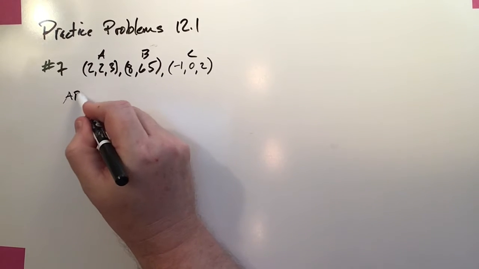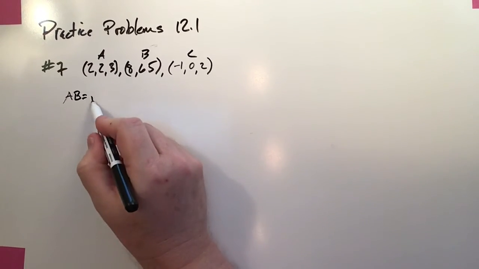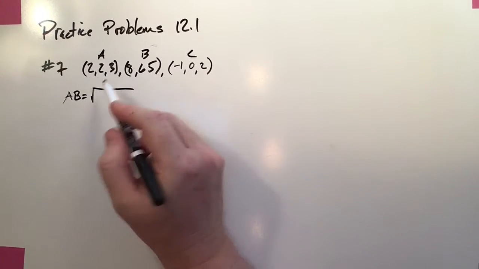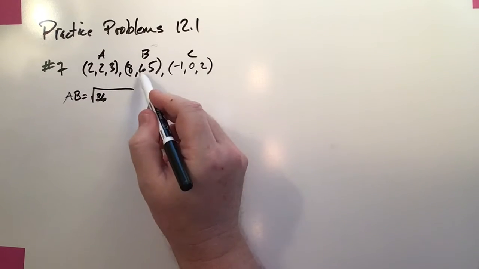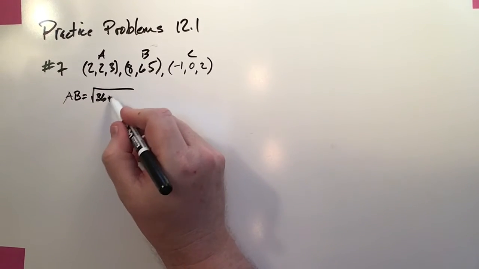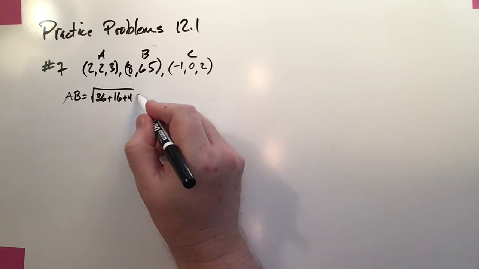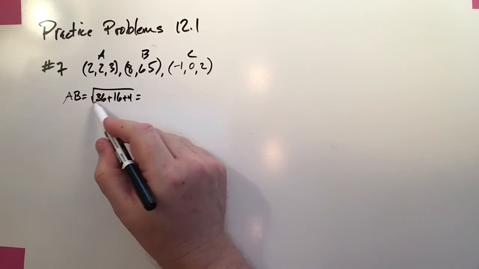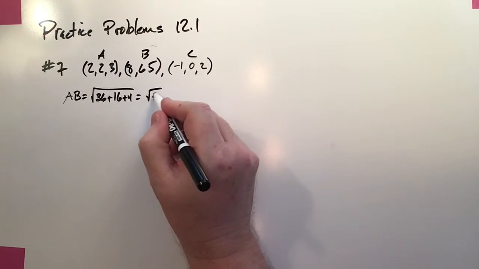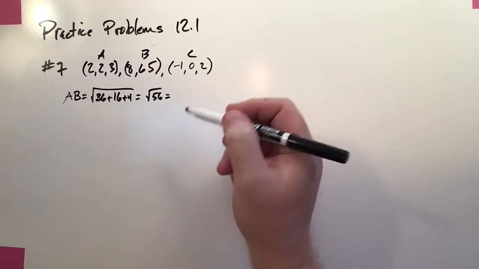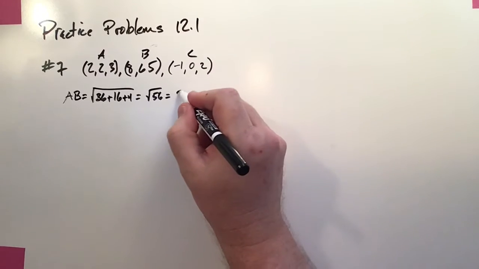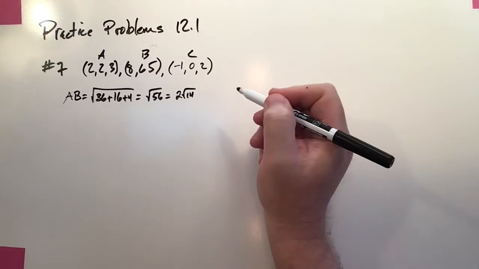So AB would be equal to the square root of 8 minus 2 is 6, that's 36. 6 minus 2 is 4, that's 16. And 5 minus 3 is 2, that's 4. So that's 56, the square root of 56. And 56 is 4 times 14, so this would be 2 radical 14.